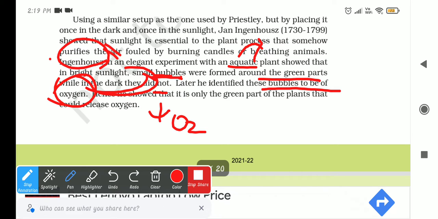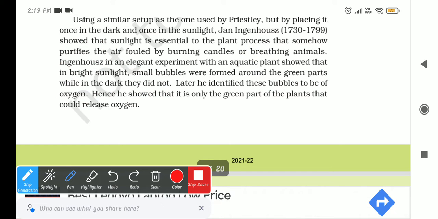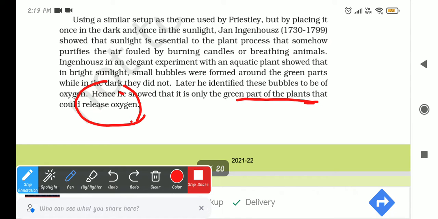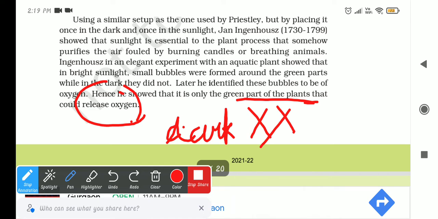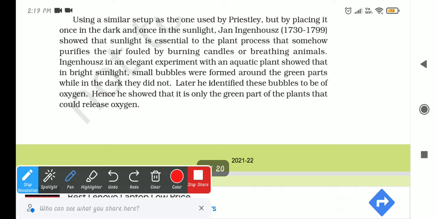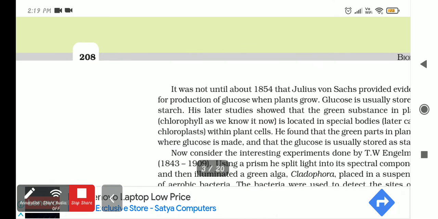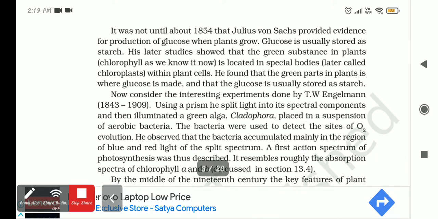These were the bubbles of oxygen. So what he concluded is that only the green parts of the plant release oxygen, whereas the dark parts of the plant will not produce oxygen because they did not undergo the process of photosynthesis. This experiment was done by Engelhaus.